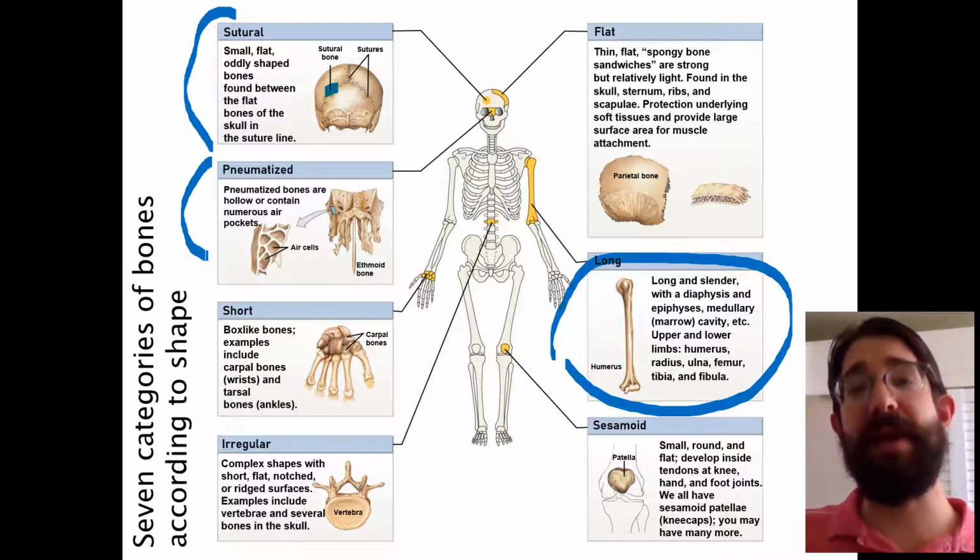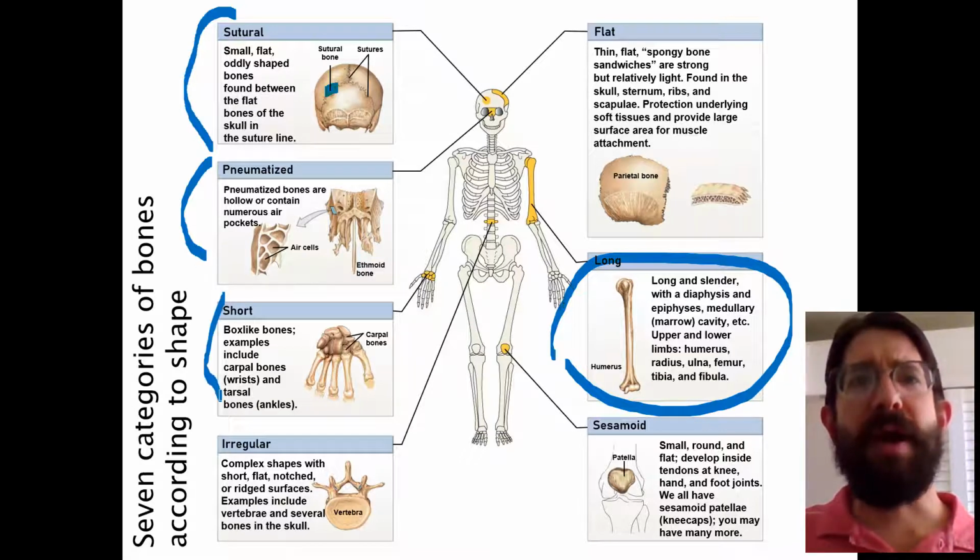Pneumatized bones have air pockets. If you get work done on your car or new tires put on and you hear those drills, you know that noise? Those are pneumatic drills. They use air pressure. So pneumatized is referring to those air pockets.